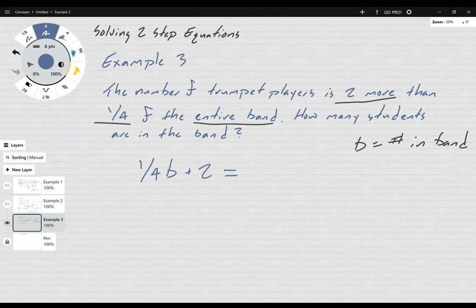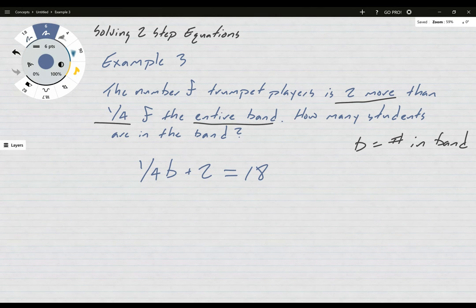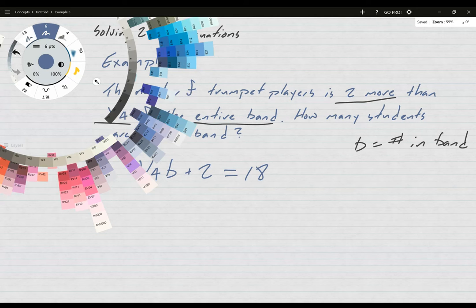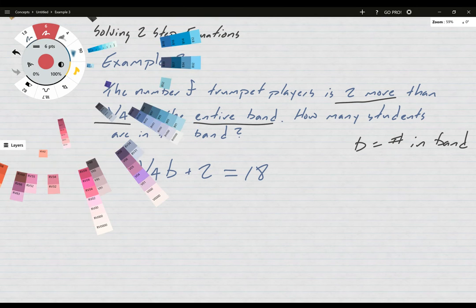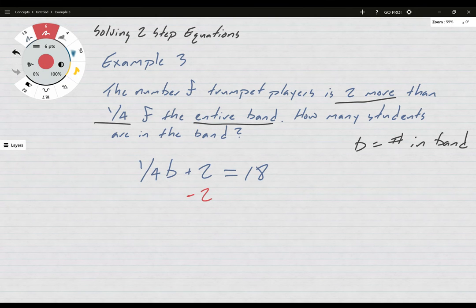There's another piece of information. It says 18 students play the trumpet in the band. So there's 18 trumpet players. But we're trying to solve how many band members there are. So let's get into this. We have our variable term, our constant term, and our total amount. So the first step we're going to need to do is we need to get rid of the positive 2. To get rid of the positive 2, I need to subtract 2 on both sides.